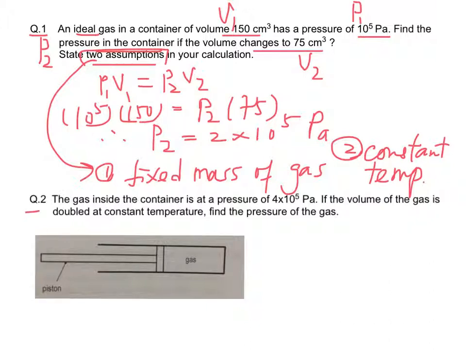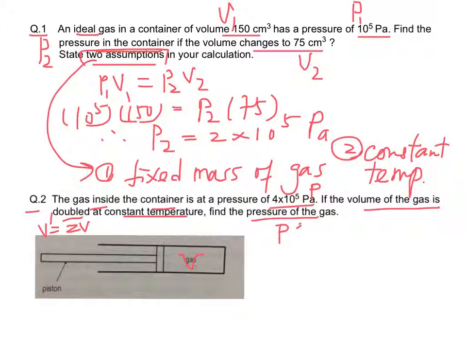Second question. The gas inside the container, the original volume is V, is at a pressure P of 4 times 10^5 Pa. If the volume of the gas is doubled, that means it becomes V' equal to 2V. At constant temperature, find the pressure P' of the gas.